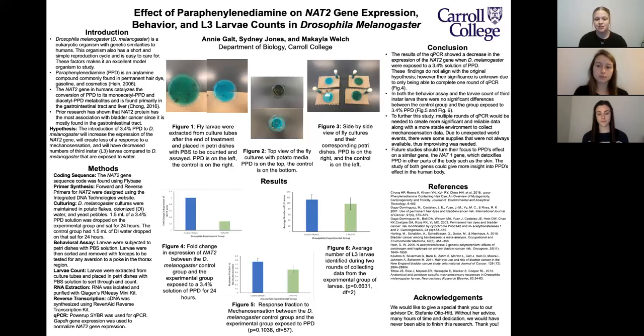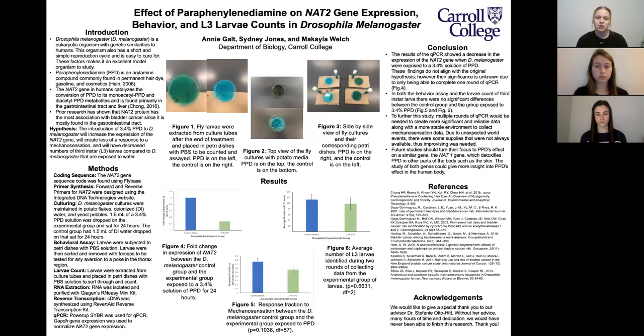And then figure 6 is our data on the average number of L3 larvae that were identified during the 2 rounds of collecting this data over the course of the experiment. And again, the blue bar is the control group that we used water with, and the green bar is the experimental group with the 3.4% of PPD solution.